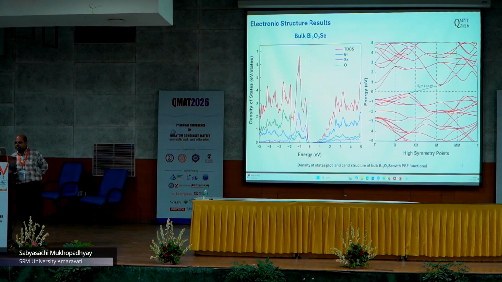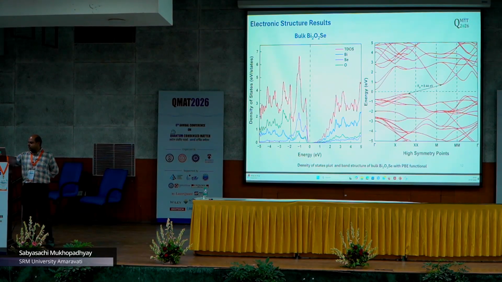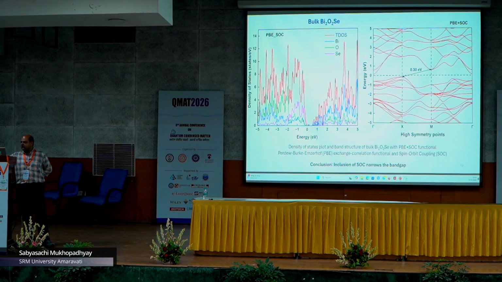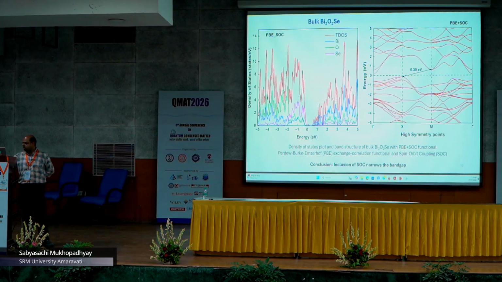Then after this, we studied the electronic structure calculations. We studied first the inorganic one, but we found the band gap we calculated is 0.44, which is much smaller than the reported value, because of an issue with the functional. So we started working with different DFT functionals, and finally we used PBE with spin orbit coupling, and we found it comes around 0.3, which also does not match.